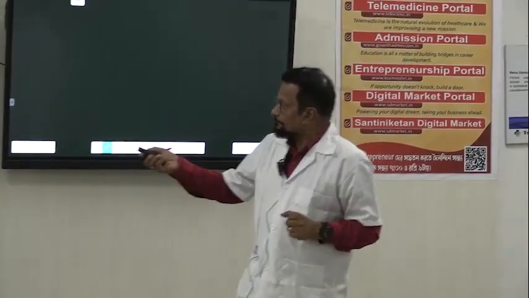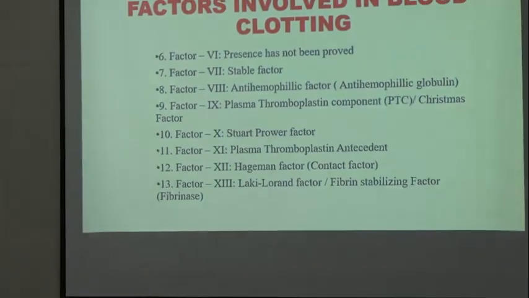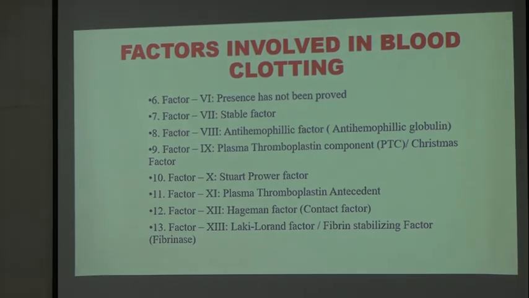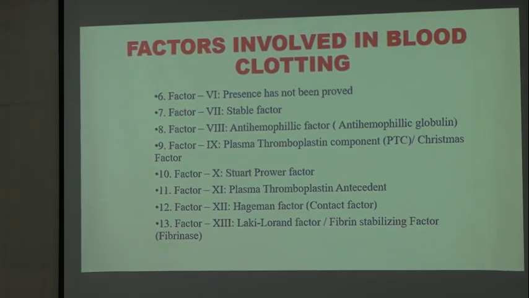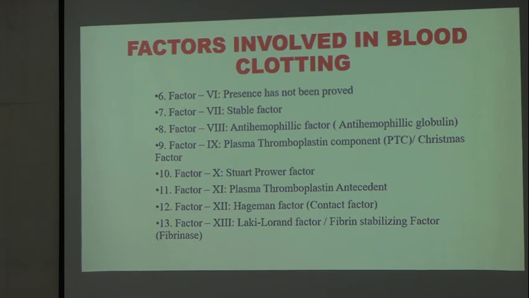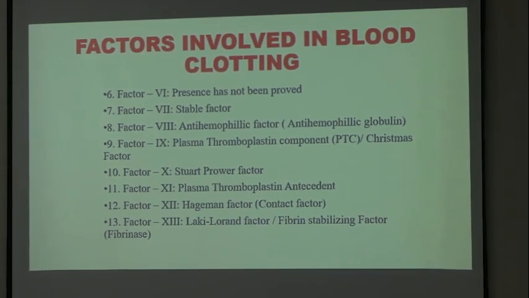And then calcium, labile factor, and then... presence has not been proved. Factor, which one? Which factor? Factor 6. So actually there is no factor 6. Factor 7, the stable factor. Factor 8, anti-hemophilic factor. Means this factor prevents hemophilia.